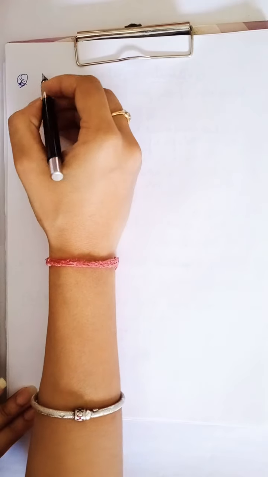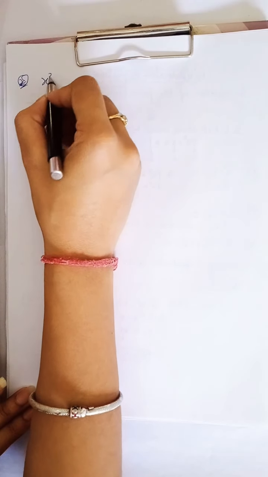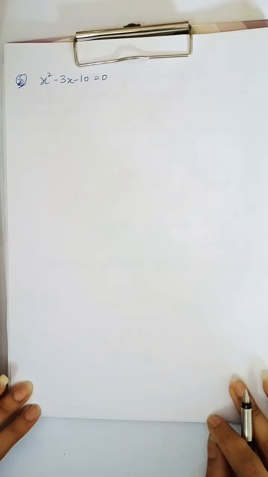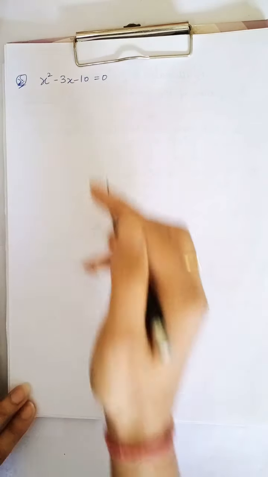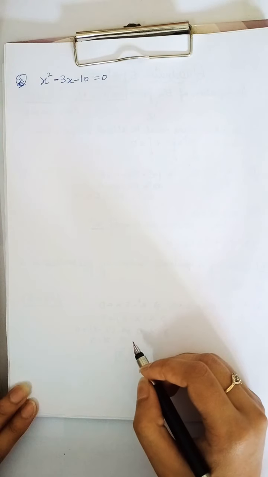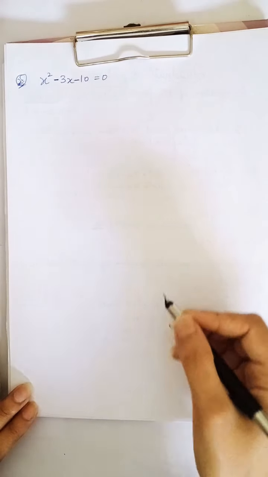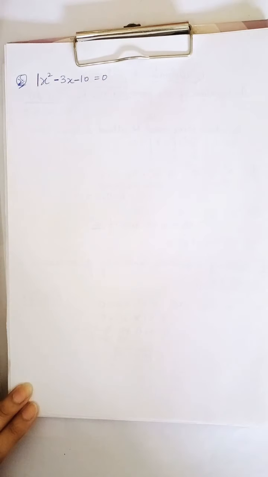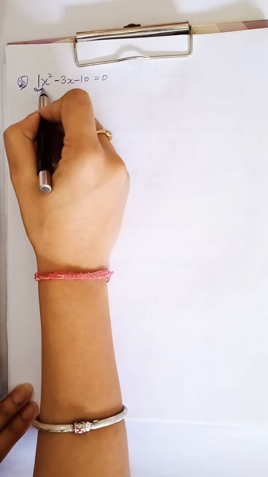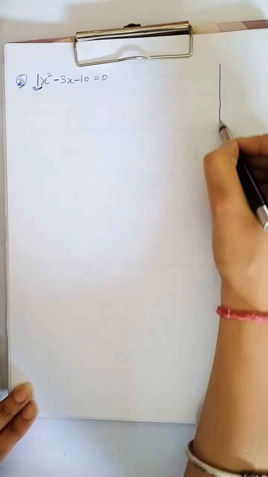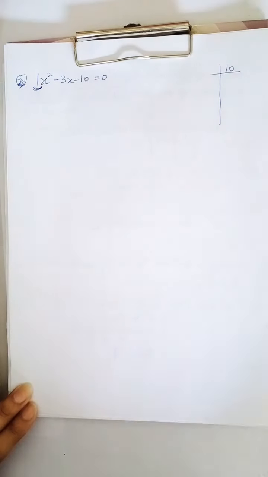Second question is x square minus 3x minus 10 is equal to 0. Now how to solve this equation? Now see here, the constant term is 10. So what we will do in these types of questions in which the coefficient of x square is 1, keep in mind this thing, the coefficient of x square is 1, we will take the constant and make its factors.